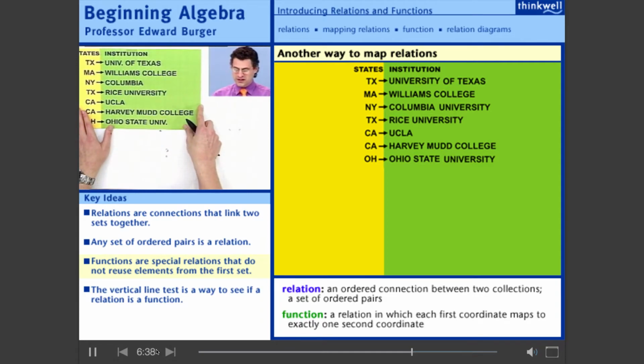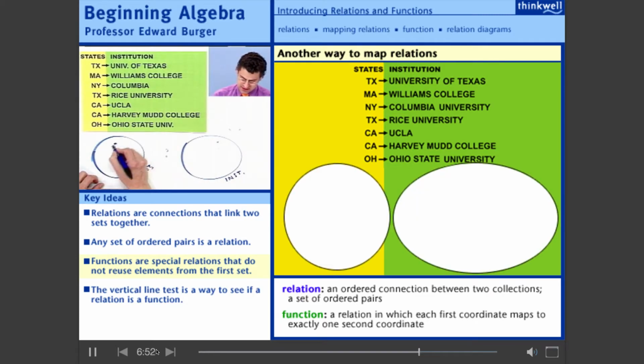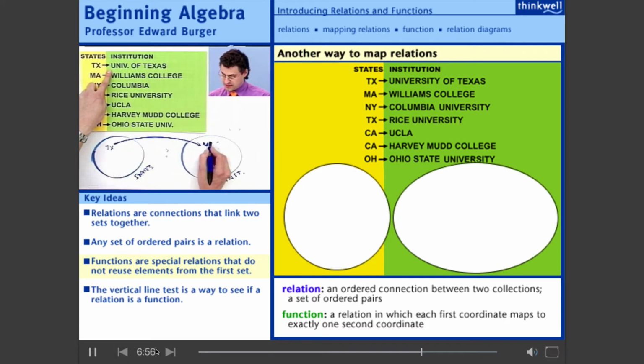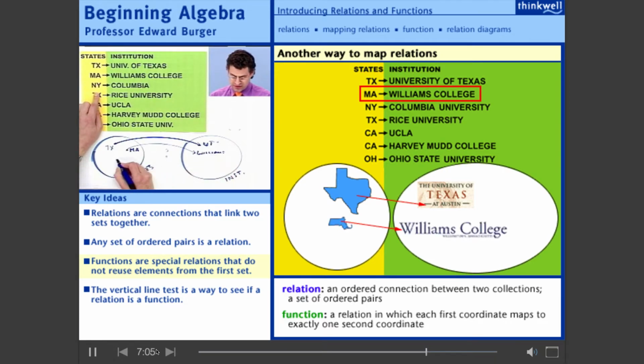You could draw a little picture like this, by the way, if you wanted to. Some people do this. Here's the thing of states, and here's the schools. And so here's Texas, and I send it arrow to the school UT. And then here's MA, and I send that to Williams. Here's New York. This is just a different way of representing this information. It's a bit more visual way. Columbia.